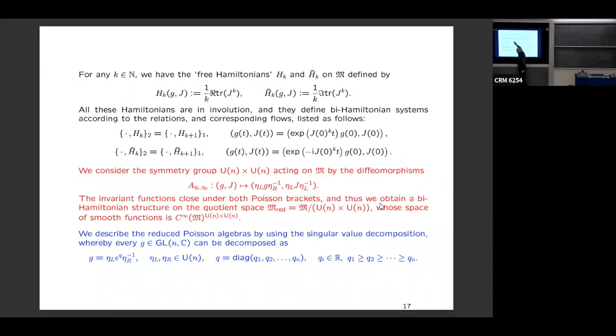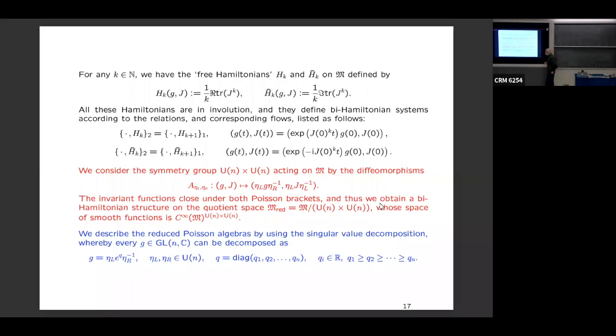The real part of the trace functions satisfy this Bi-Hamiltonian relation, and the imaginary part also satisfies that sort of Bi-Hamiltonian relation. And now we reduce by the action of UN times UN, whose copies act by left and right multiplication.